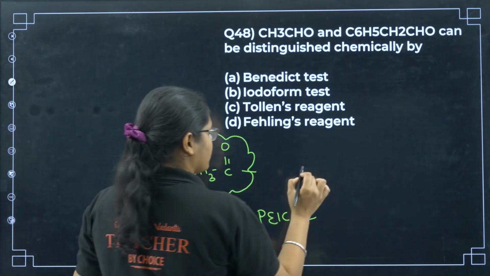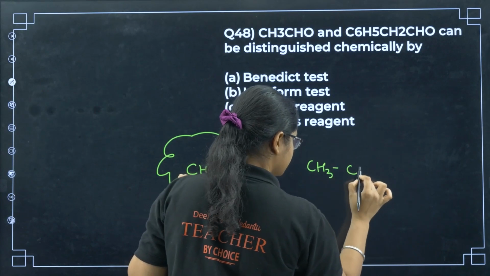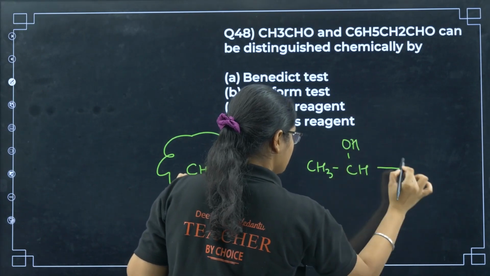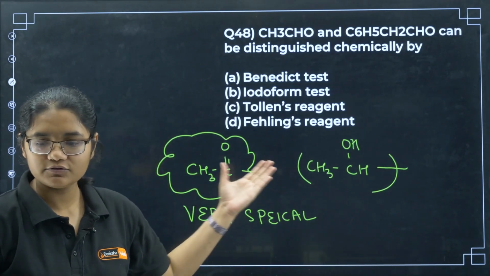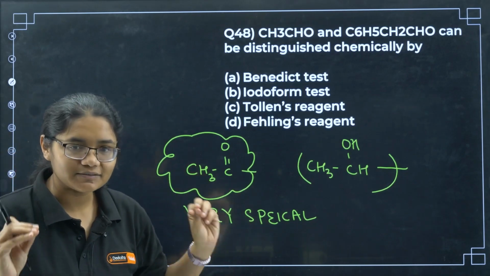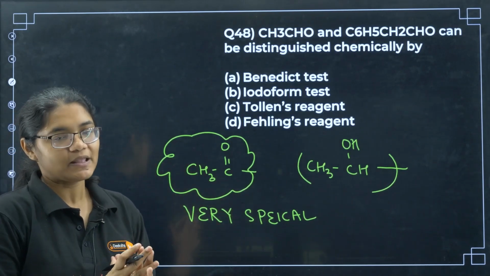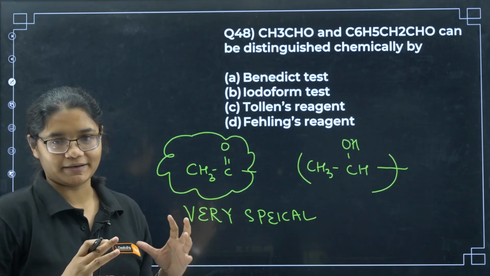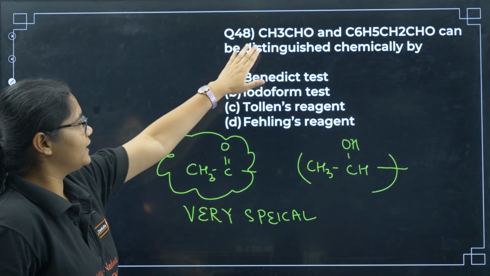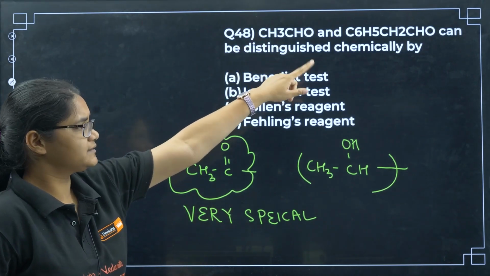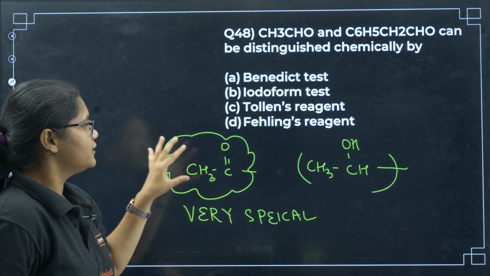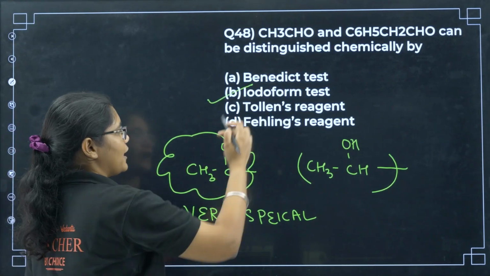This group is there, or if I have CH3CHOH, if these two groups are present, it is a very special molecule because they will react in the iodoform test and give you a yellow precipitate. So I have this group in CH3CHO, and in C6H5CH2CHO that is not there. So I can distinguish them using the iodoform test.